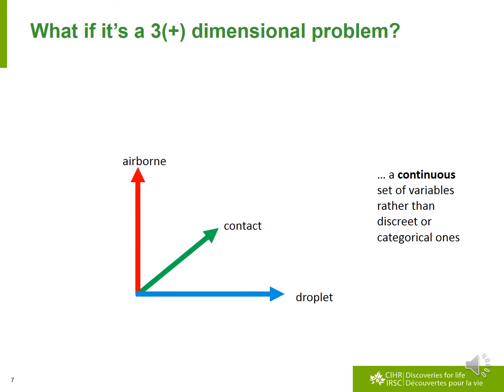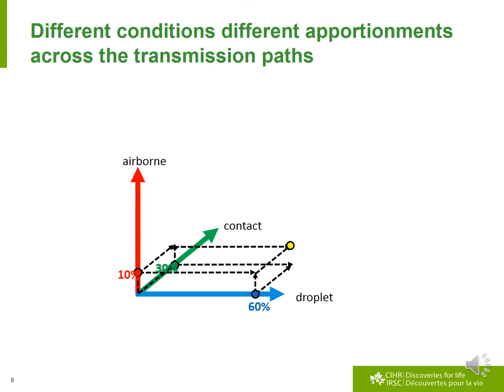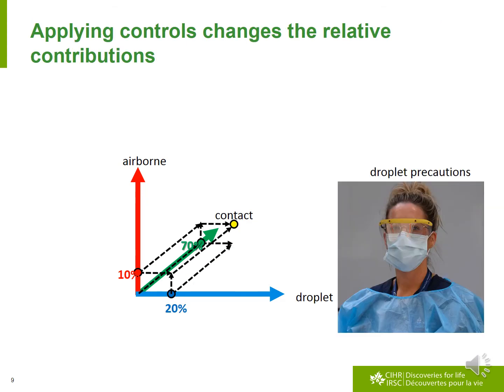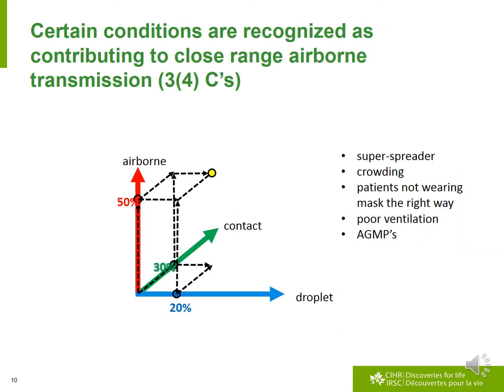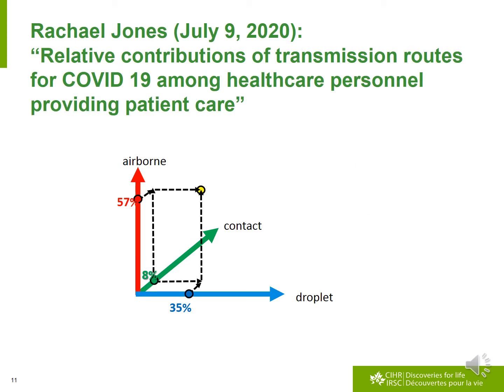So I think everyone's got beyond the dichotomous categories, but now let's look at it as not only a continuum, but a continuum in at least 3 directions and probably more. So for each set of conditions, we have different apportionments of the transmission paths. Applying controls or changing the environment will change the relative contributions of the different paths. If we're exposed to any or a combination of the 3 or 4 C's, obviously aerosol transmission will be more important. For those who are interested in this apportionment, Rachel Jones wrote a nice paper on the relative contributions of transmission routes for COVID-19 amongst healthcare personnel providing patient care.